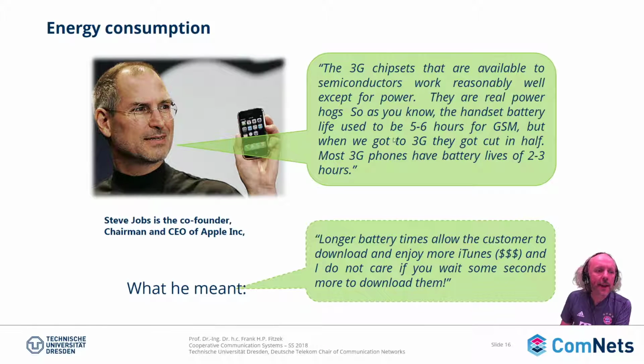And in case of Steve Jobs, the reason why he did not want to go for 3G is this operational time. And the operational time is important for how often he can sell something on iTunes, right? So what he really meant is longer battery times allows the customer to download and enjoy more iTunes, and this means money.